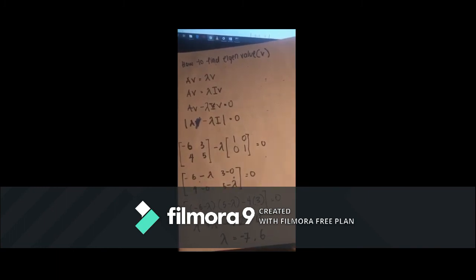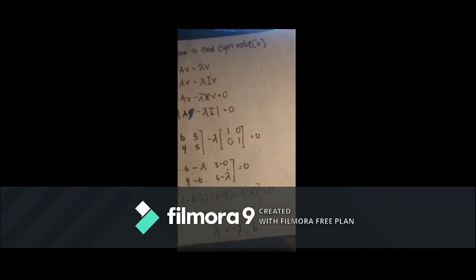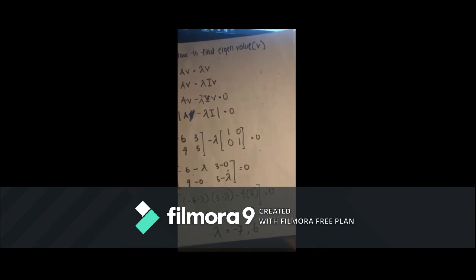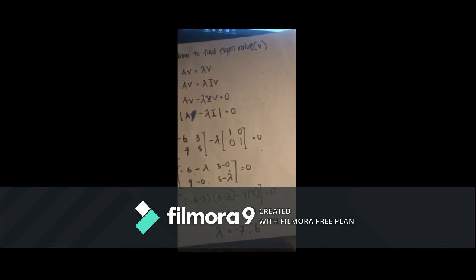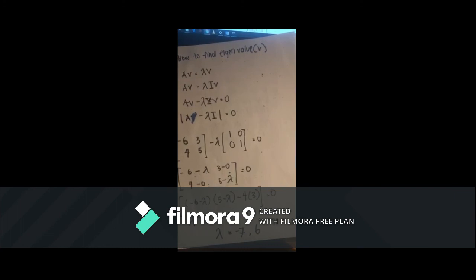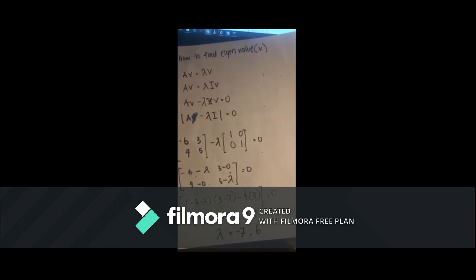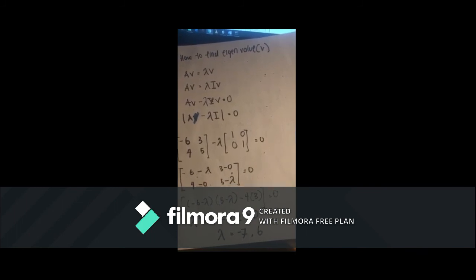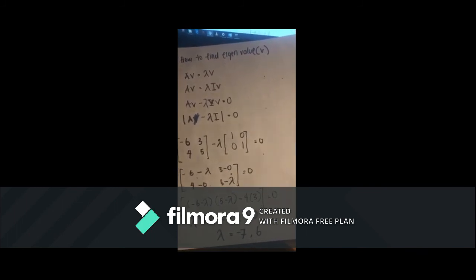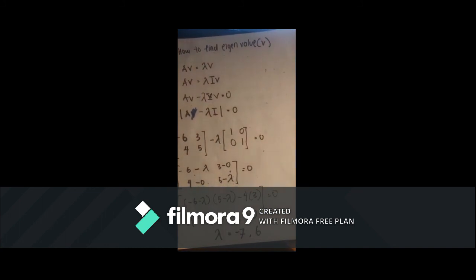Next, we find the value by subtracting both matrices: negative 6 minus lambda, 3 minus 0, 4 minus 0, and 5 minus lambda equals 0. Next, we use the determinant method, which is ad minus bc. Then we get a quadratic equation, and we just factorize to get the eigenvalues.